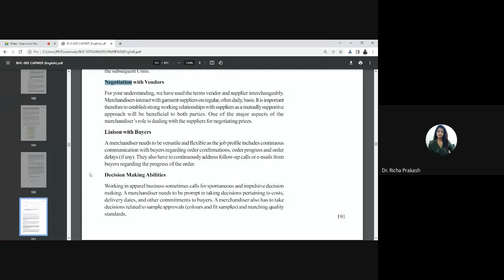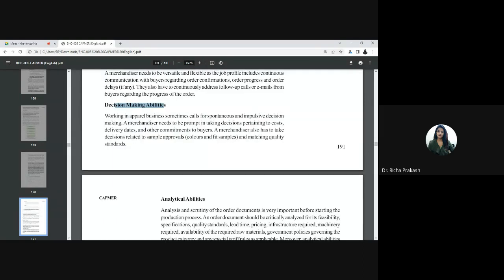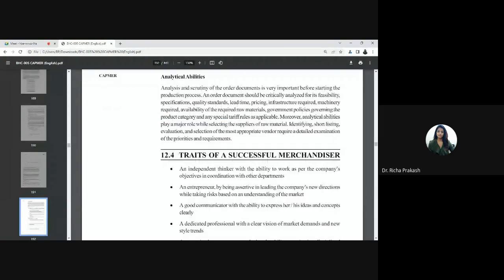Liaison with the buyers is something where the merchandiser needs to be versatile and flexible as the job profile includes continuous communication. So when you are talking with the buyer, the merchandiser has to be, if I can use this word, a little manipulative, because of all the orders that have been confirmed and are progressing, or any delays. So the merchandiser has to convince the buyer कि चलो थोड़ा delay हो गया है हम better कर देंगे या इतने pieces reject हो गए, some pieces are rejected and we'll get it back on track. So things like that. Decision making ability होनी चाहिए. I already said that, and analytical abilities.